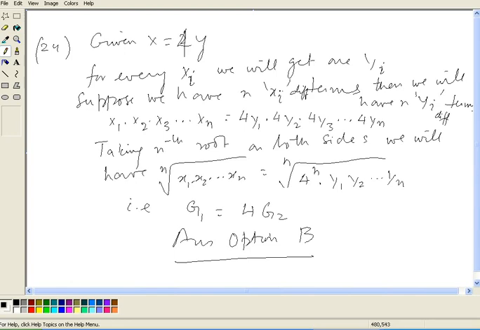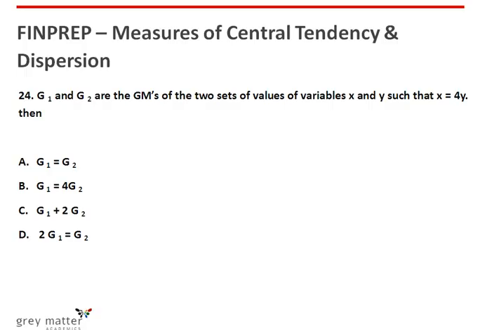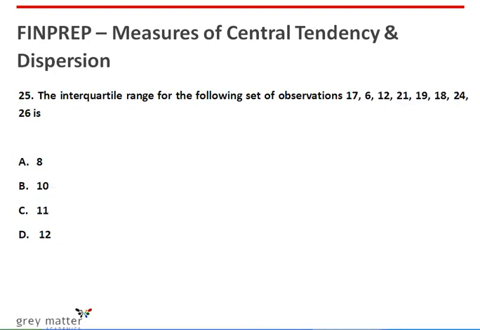Now the option for the answer is B. Going by our PowerPoint presentation, the option is B, which says g1 equal to 4g2.